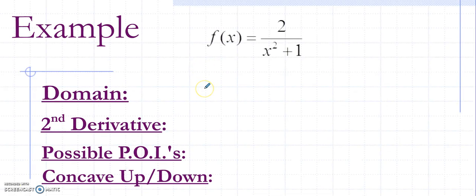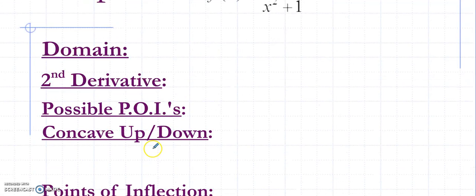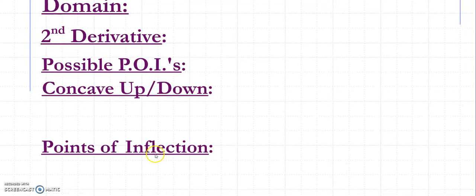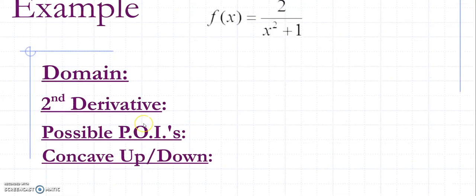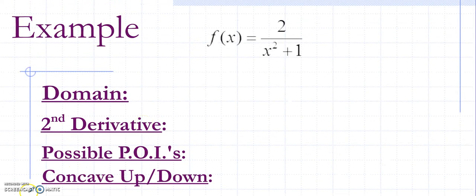I want you to try this one on your own. So go through the whole problem. Find the domain, the second derivative, the possible points of inflection, do a concavity chart, and then find any actual points of inflection and make sure to write them using your derivative speak. Pause the video, unpause when you're ready to check.